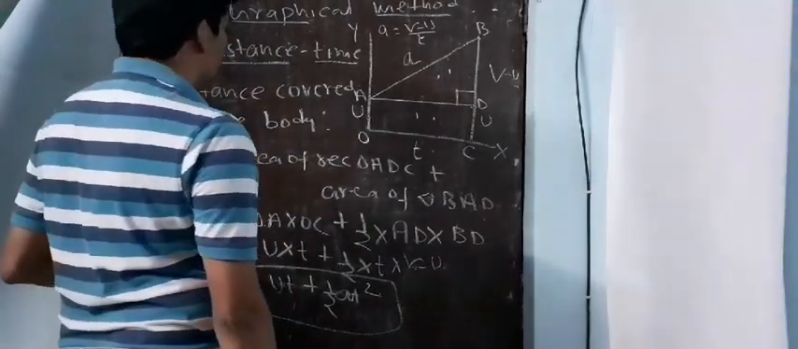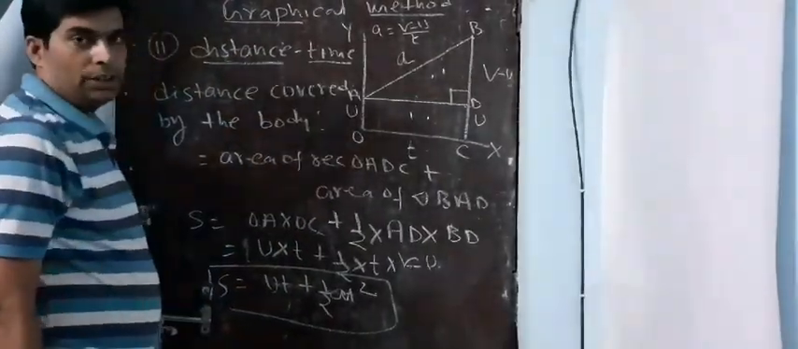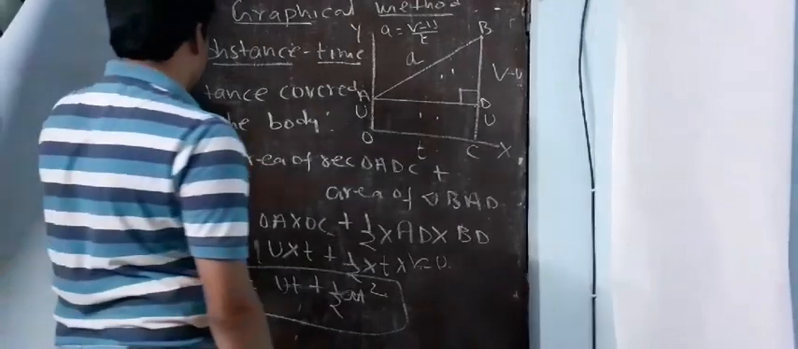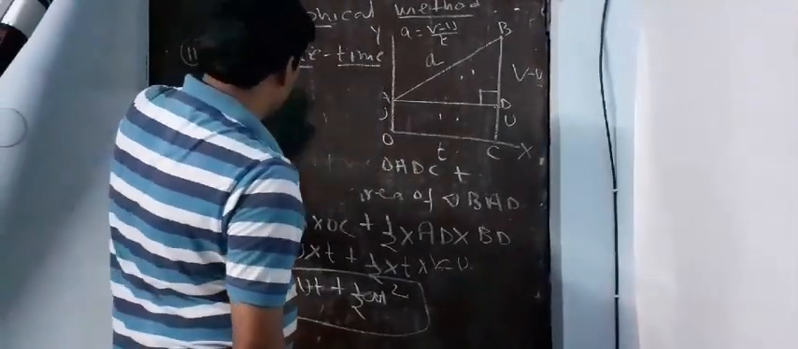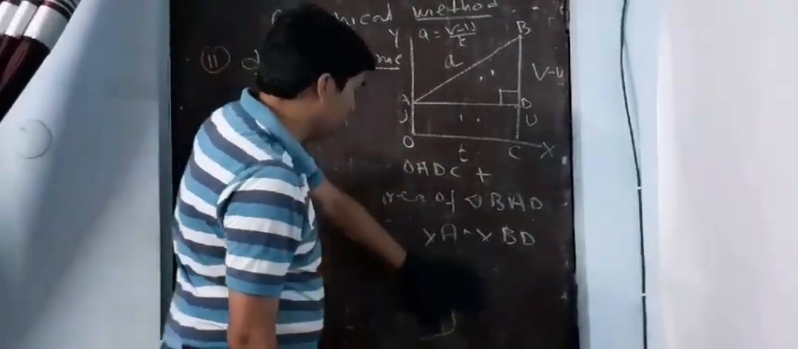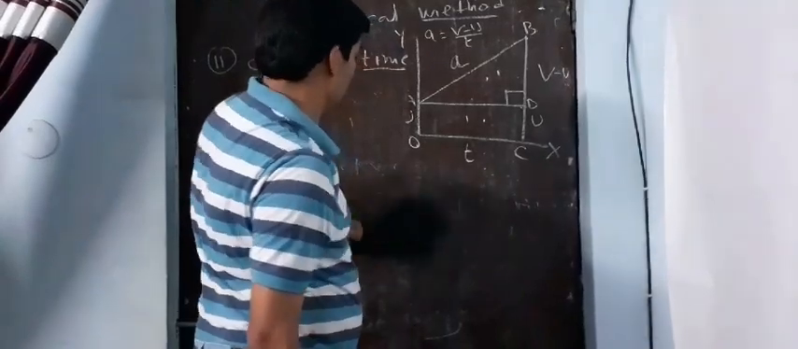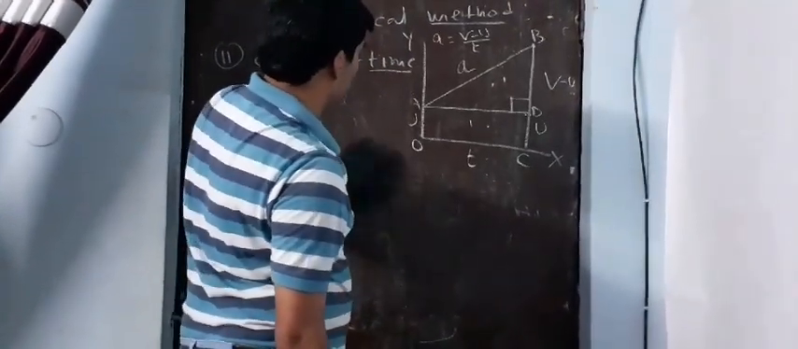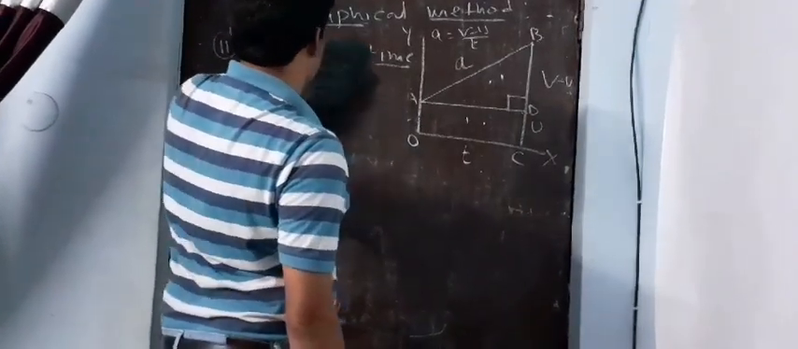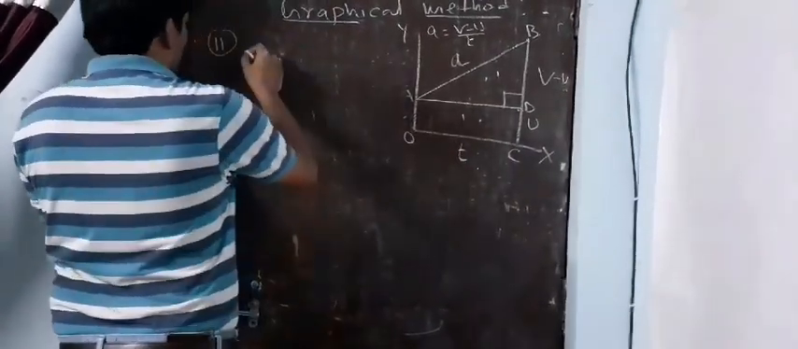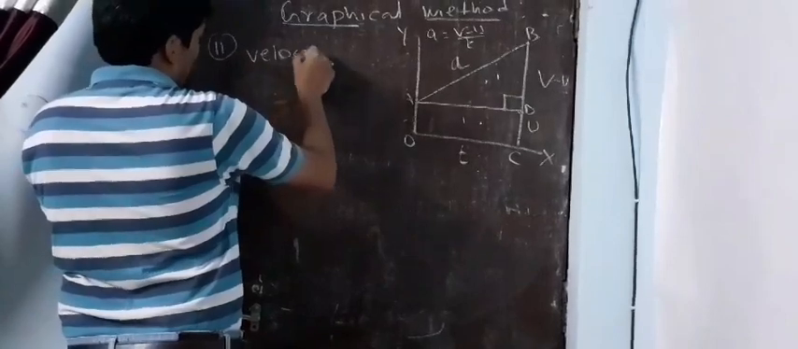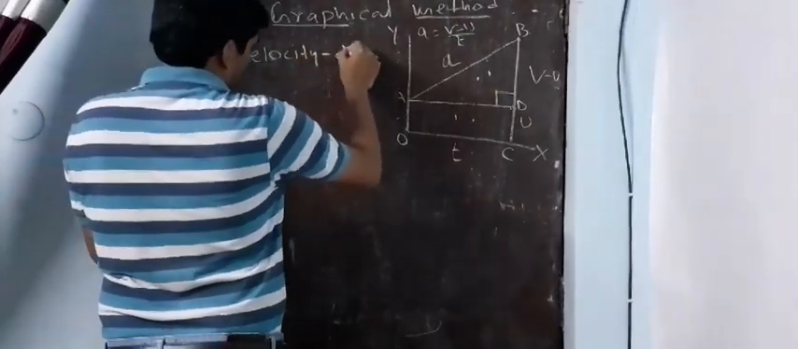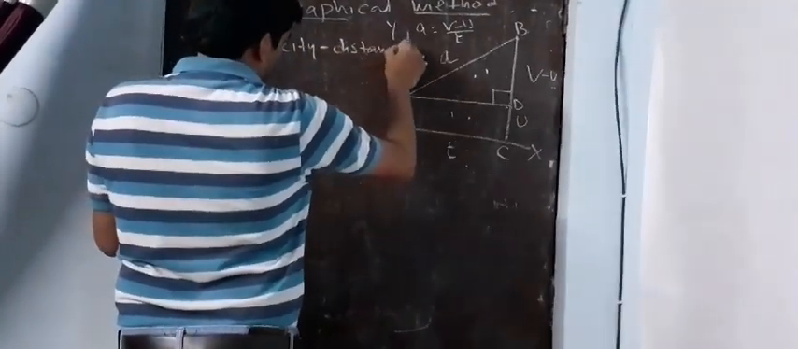Now our final equation will be the velocity distance equation. Again we are leaving the graph. Graph is required for the third case. Now the third equation is the velocity distance equation.